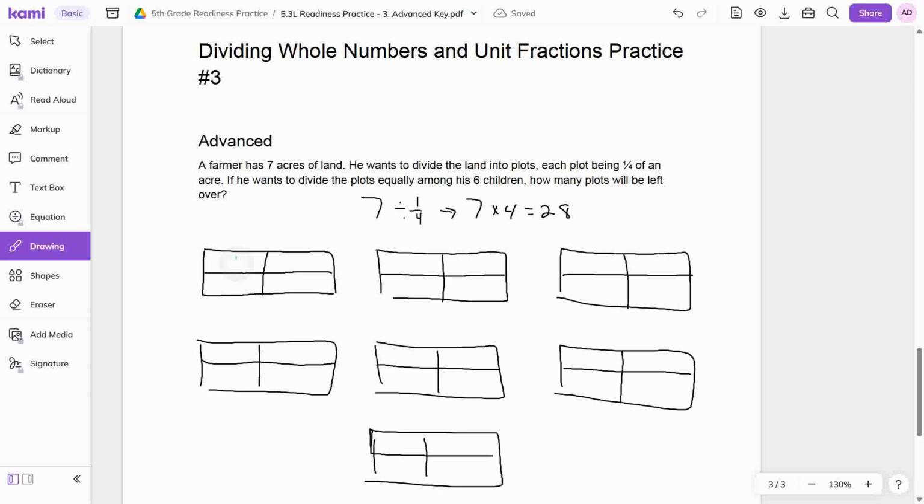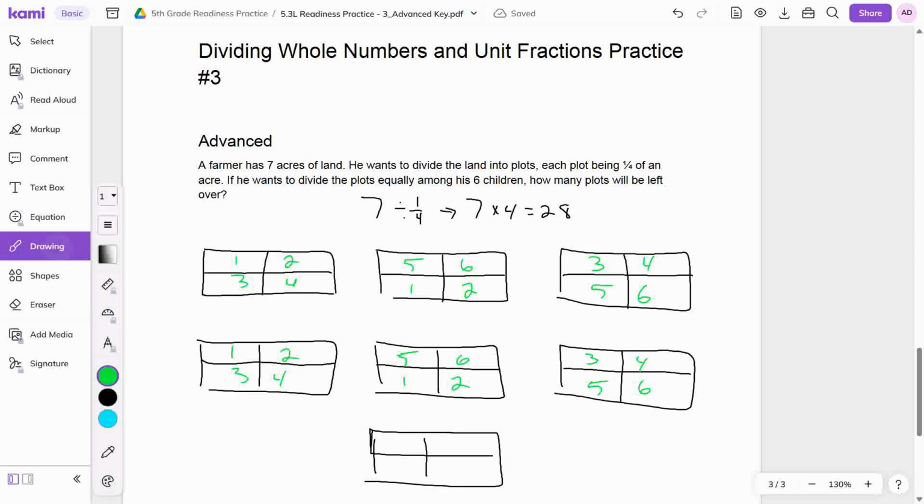So let's just count by 6, right? 1, 2, 3, 4, 5, 6. There's only 6 kids. Start over. 1, 2, 3, 4, 5, 6, and again, 1, 2, 3, 4, 5, 6. Now, if he only had 6 acres of land, everything would have been perfect. He's got that 7th acre, can't really use it.